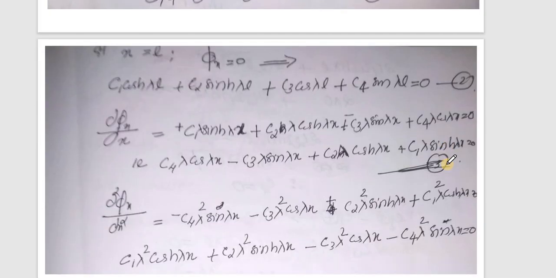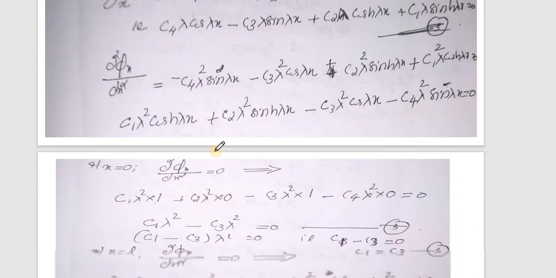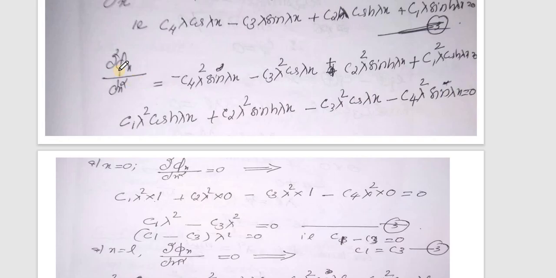Now we have two more boundary conditions, that is on d square phi by dx square. First of all we find d phi by dx by differentiating the terms, then we differentiate once more, so I will get d square phi by dx square is equal to c1 lambda square cosh lambda x plus c2 lambda square sinh lambda x, and so on. Like that I get a long equation.